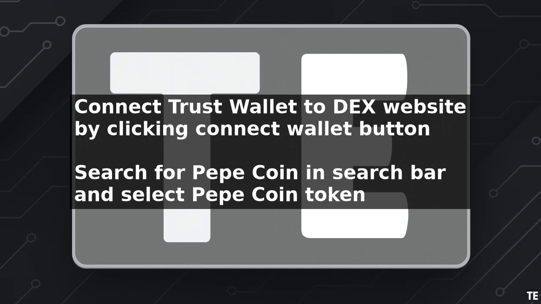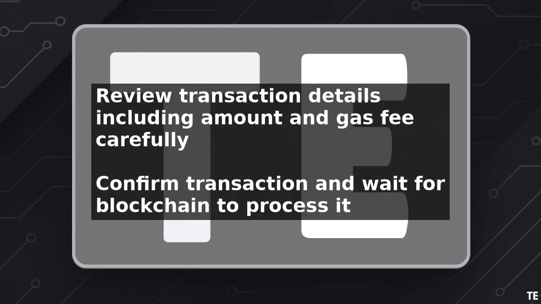After the transaction is confirmed, go back to your Trust Wallet dashboard and you should see your Pepe coin balance updated. It is essential to note that buying cryptocurrency can be risky and it is crucial to do your own research and only invest what you can afford to lose. Additionally, always ensure you are using a reputable decentralized exchange and a secure wallet like Trust Wallet to protect your assets. By following these steps, you can buy Pepe coin on Trust Wallet and start your cryptocurrency journey.